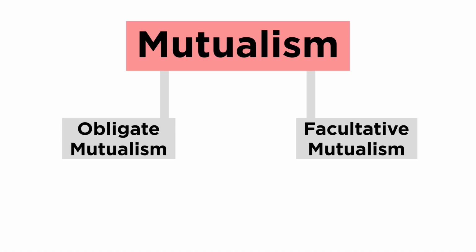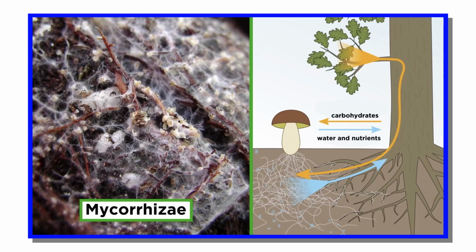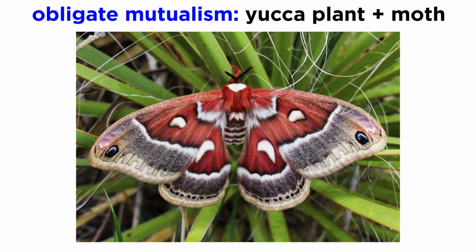Going a little deeper, mutualism can take two forms. When the species are entirely dependent on each other, this is called obligate mutualism. An easy way to remember this is that both organisms are obligated or forced to rely on one another. An example of this is mycorrhizal fungi with hyphae that exchange crucial nutrients with plant roots. In other situations where the species can survive on their own, like the bird-zebra relationship we mentioned, this is called facultative mutualism.